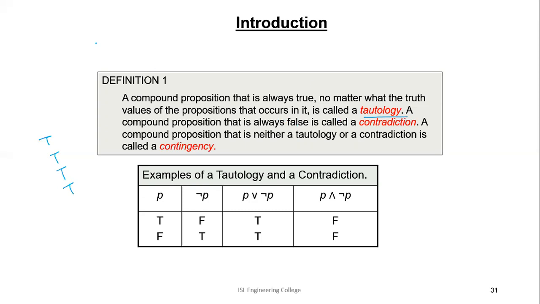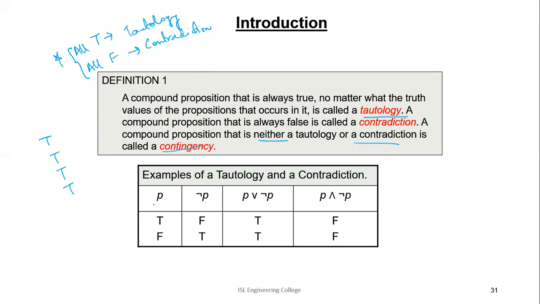Let me write it over here simply. If all truths, then it is a tautology. If all false, then it is a contradiction. And a proposition that is neither a tautology nor a contradiction is known as a contingency. Okay, so these two are important. Contingency is not usually used. So tautology and contradiction are all truths and all falses respectively.